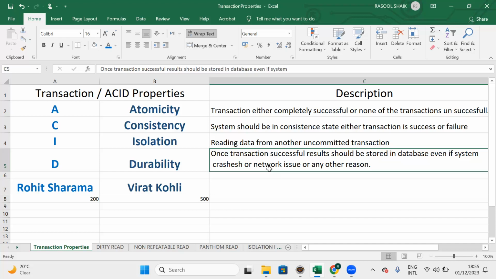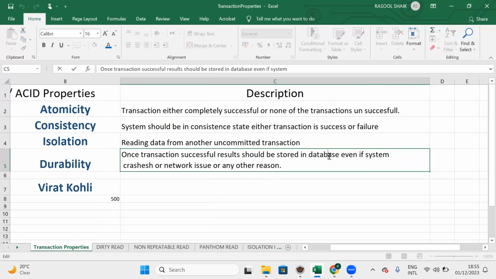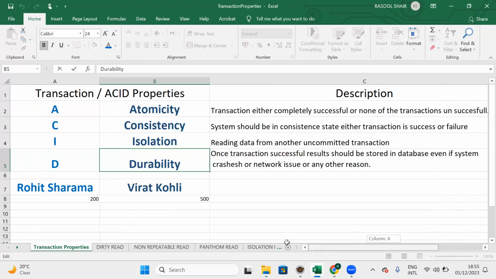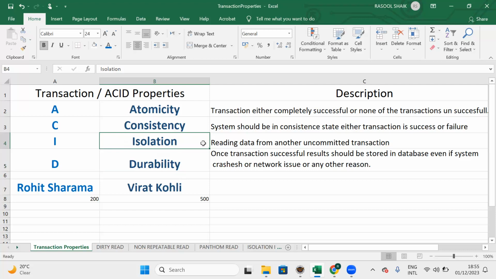I hope you guys understood, right? Once a transaction is successful, the results of the transaction should be persisted or stored in the database even if the system crashes or due to some network issue or any other reason. This is nothing but durability. That's all, guys, about the transaction properties. In the next lecture, I will explain the in-depth concept of isolation.